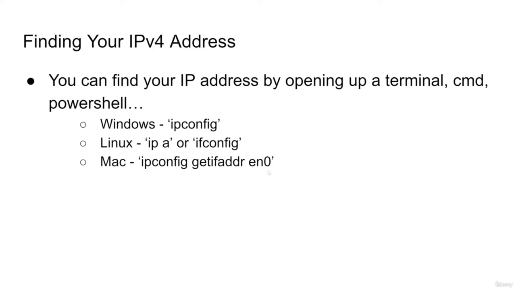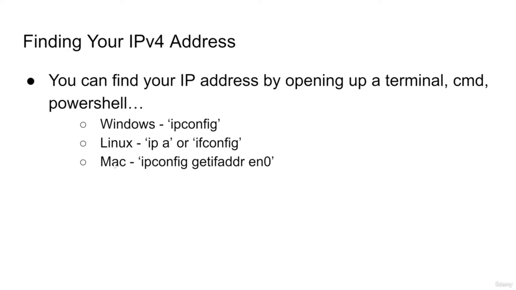So how can you find your own IP address? This is an important thing we're going to have to do. You're going to want to open up a terminal, or a CMD, or a PowerShell, depending on what device or operating system you're on. In Windows, it's as simple as typing ipconfig. I have a Windows computer, so we're going to do that shortly. On Linux, you can type ip a, or if you have the inet tools package installed, you can type ifconfig. This used to be the primary way, but I think they're moving away from it and going to ip a.